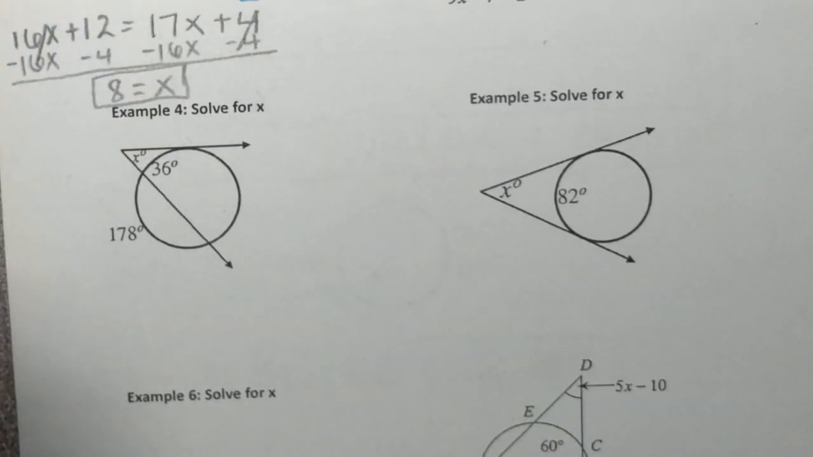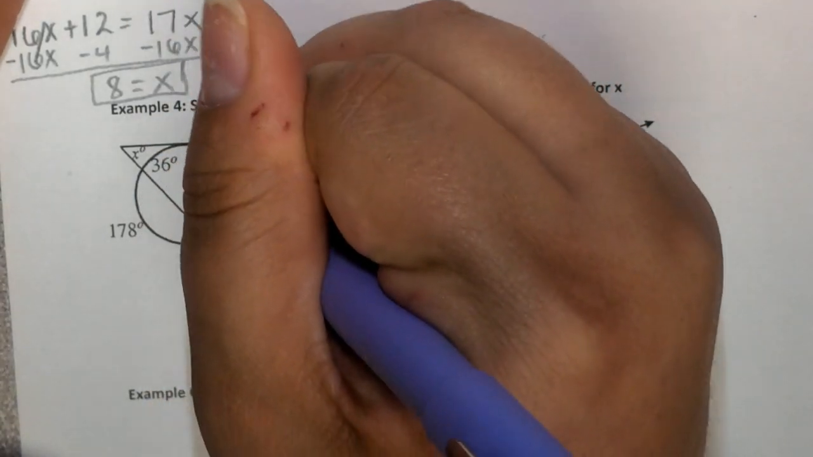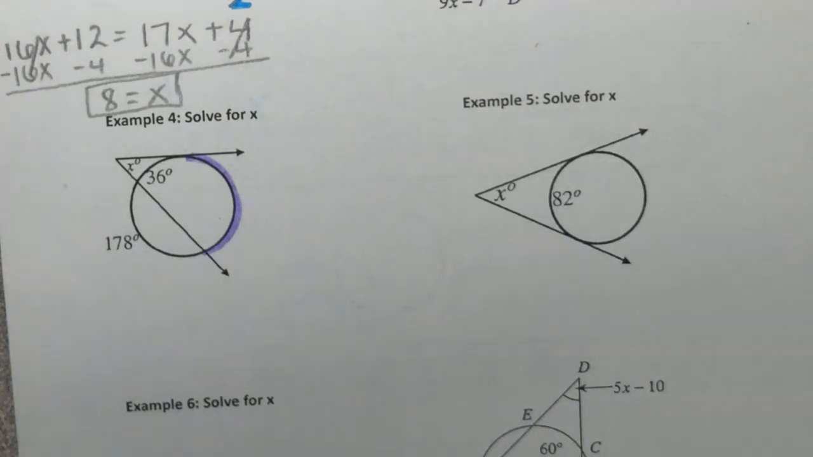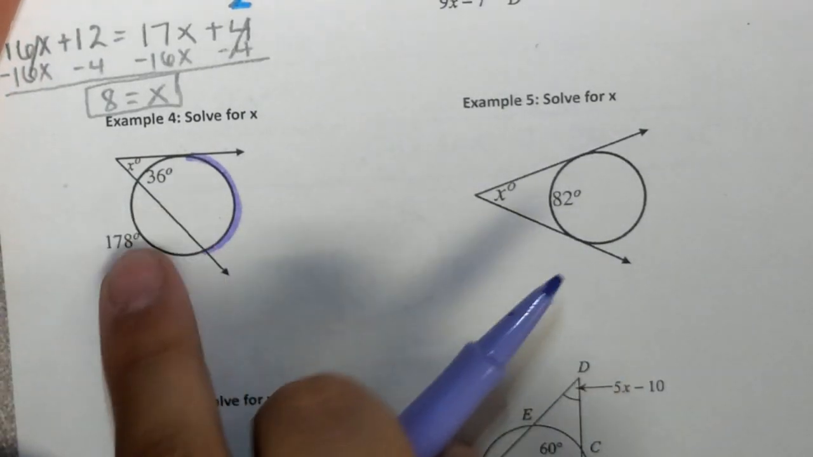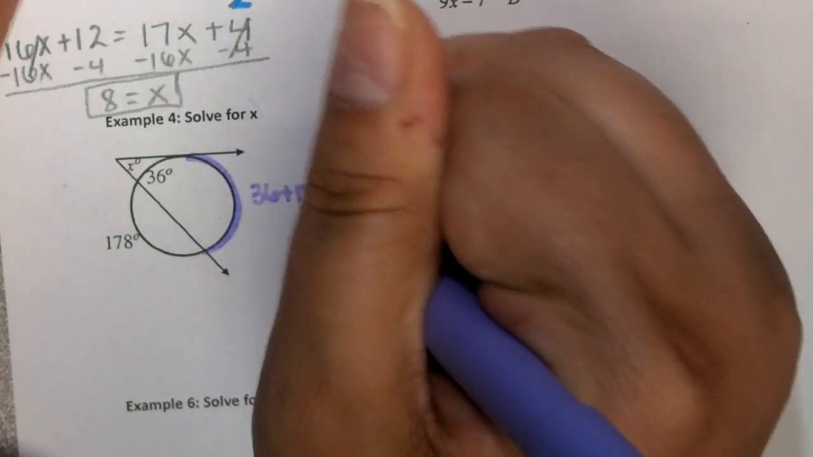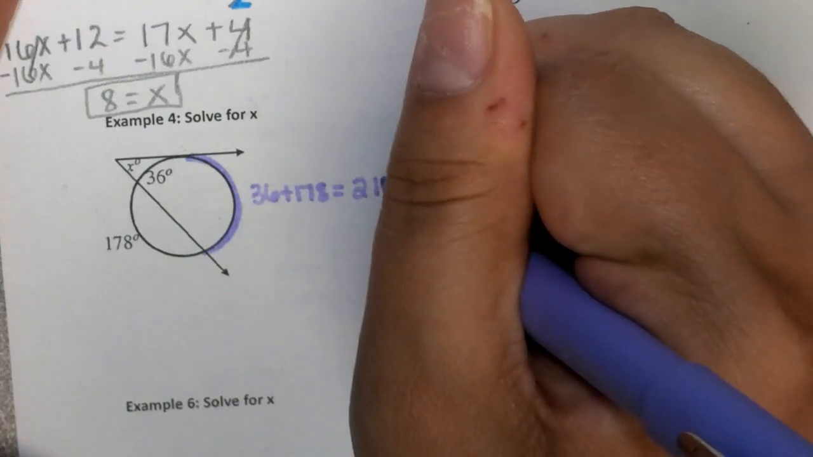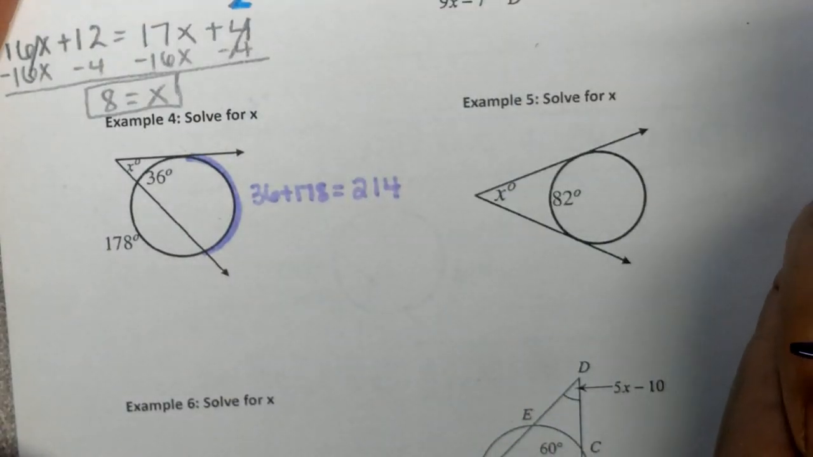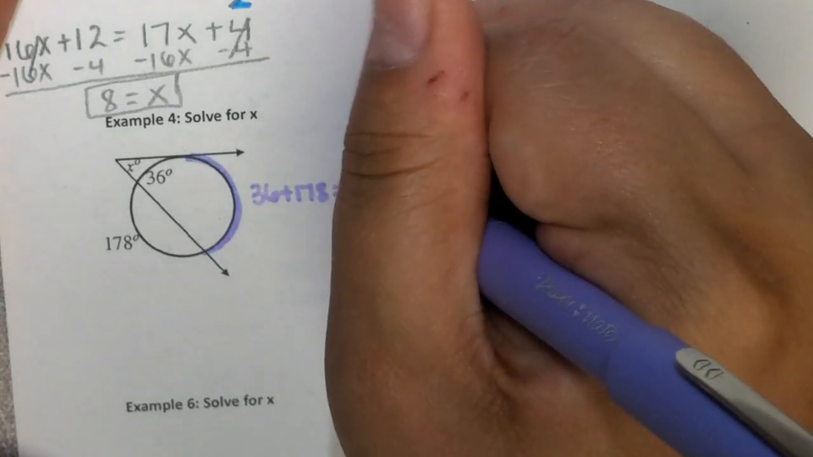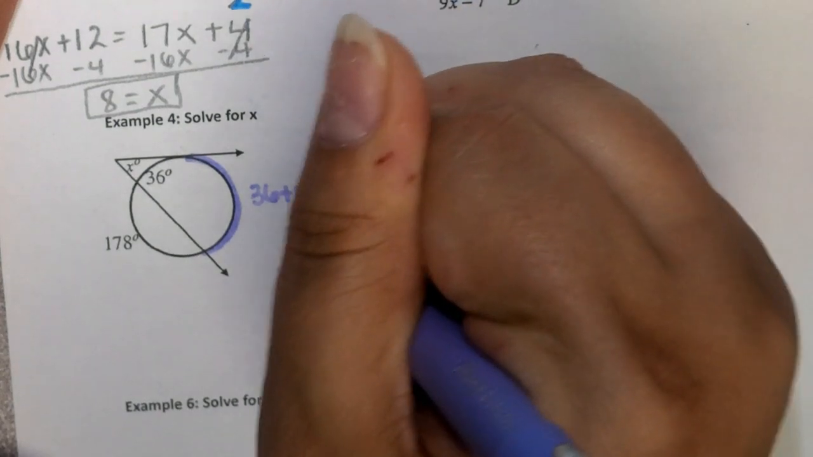Okay. Has everybody flipped over to number 4? What is my big arc here? 178. No, it has to be the one in between the two lines. Wait, if that one's 36 and that one's 178, you add those two to get the big one. So what is 36 plus 178? 214. And then subtract from 360. 146. 146 is my big arc.